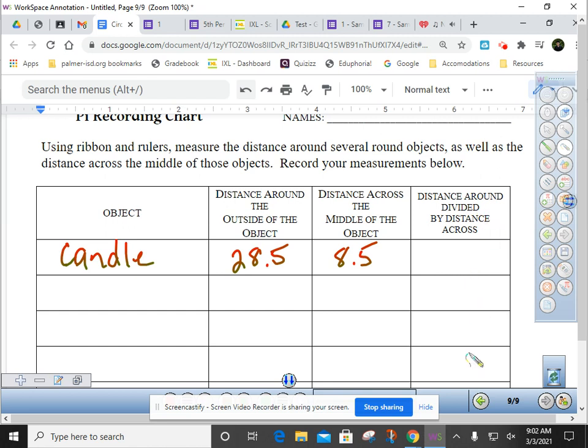Round to the 100th place. Are you listening, Maddie? You hear that? Round to the 100th place. How many places behind the decimal is that? 2.